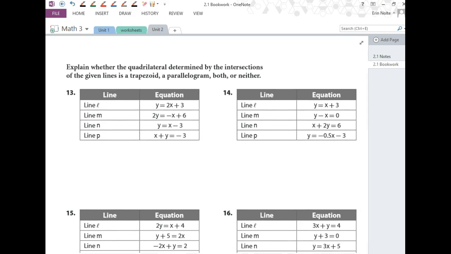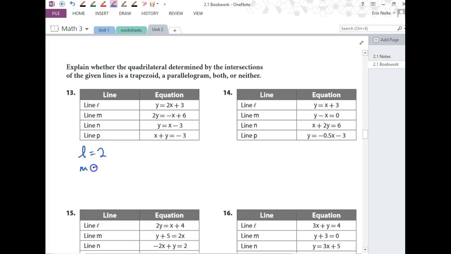Okay, so it says, explain whether the quadrilateral is either a trapezoid, parallelogram, both, or is neither. They're giving us linear equations here, so all we're going to do is pull the slopes straight out of each of the lines and then compare and see which ones are parallel or maybe none of them are parallel. Okay, so I'm just going to start with line L. And just by looking at this, what is the slope of line L? 2.